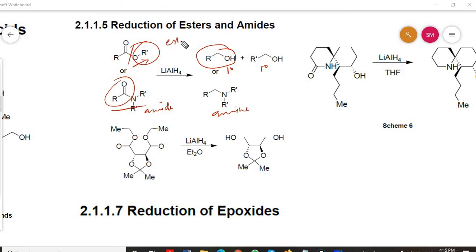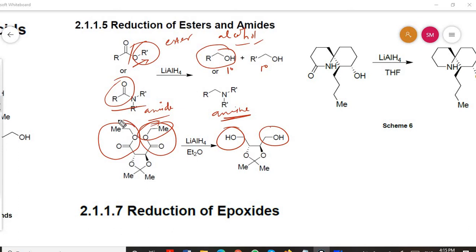So if it is an ester, it's going to give alcohol. If it is an acid chloride, it's going to give alcohol. If it is a carbonate, it's going to give alcohol. Only if it is an amide, it's going to give an amine. So complete oxygen elimination, that is the complete reduction that happens here. This is a specific example of conversion of a diester into a diol system. This other part is also converted into alcohol. This is a specific example of the conversion of a cyclic amide into a cyclic amine.